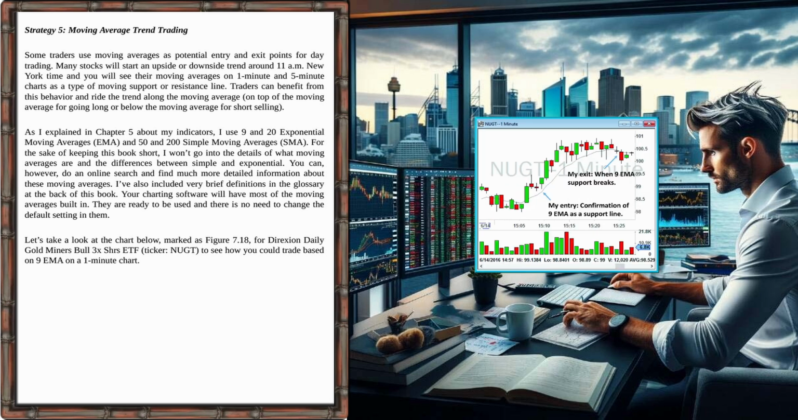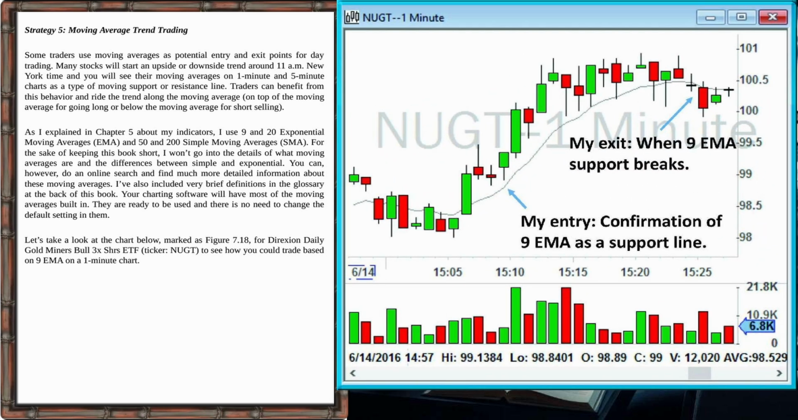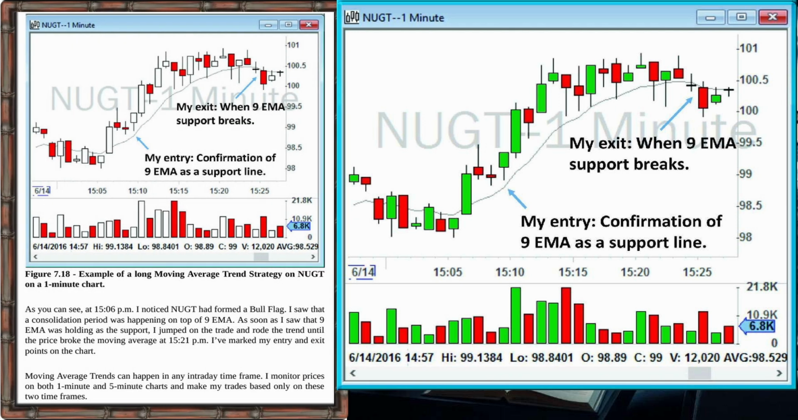Let's take a look at the chart below, marked as Figure 7.18, for Direxion Daily Gold Miners Bull 3X Shares ETF, ticker NUGT, to see how you could trade based on 9 EMA on a 1-minute chart. As you can see, at 3:06 p.m., I noticed NUGT had formed a bull flag. I saw that a consolidation period was happening on top of 9 EMA. As soon as I saw that 9 EMA was holding as the support, I jumped on the trade and rode the trend until the price broke the moving average at 3:21 p.m. I've marked my entry and exit points on the chart.